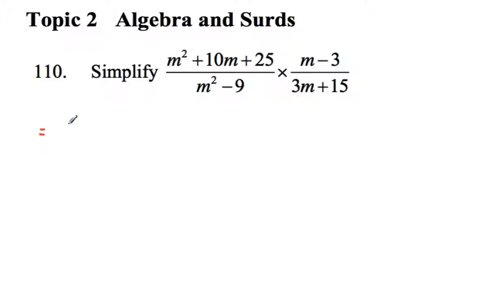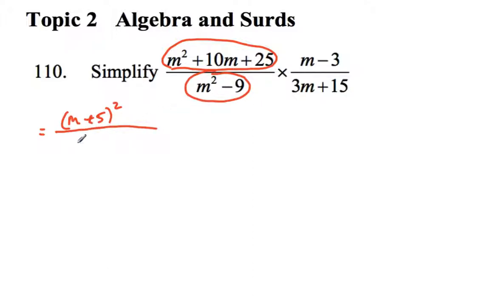But I'll just cut to the chase here and tell you that this top bit here ends up being, when you factorize it, m plus 5 all squared. This bottom bit here can be written as m squared minus 3 squared. So we will have an m plus 3, a difference between two squares situation, and an m minus 3. That's how it turns out. We have an m minus 3 on top already there, and if we factorize out the 3 there, we will have a 3 outside of m plus 5.